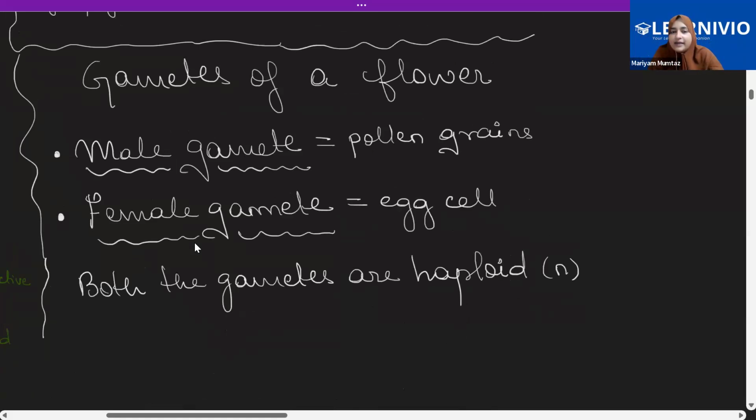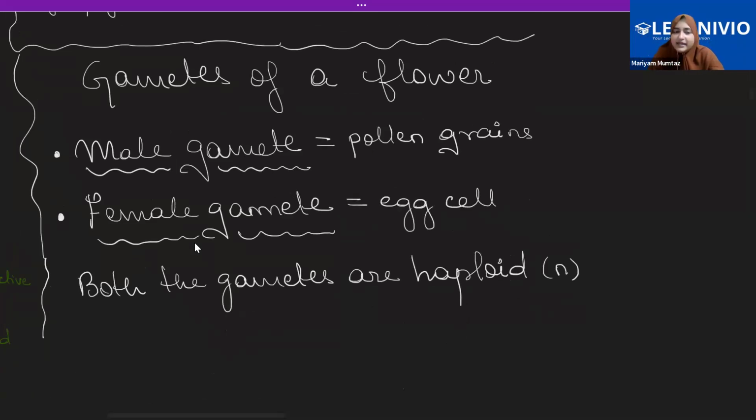Then comes the gametes of a flower. In general, in plants, the male gametes are the pollen grains and the female gamete is the egg cell. Always remember that both the gametes will definitely, 100% without a doubt, be haploid. And quickly tell me, what is haploid, students?